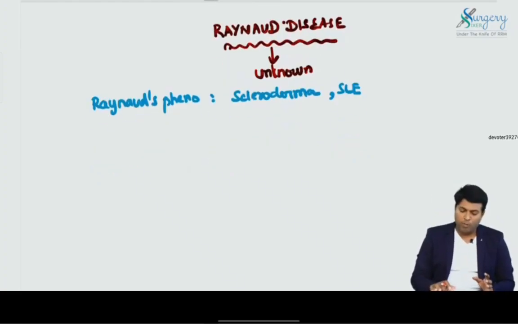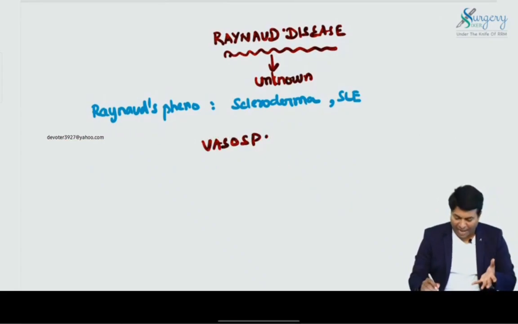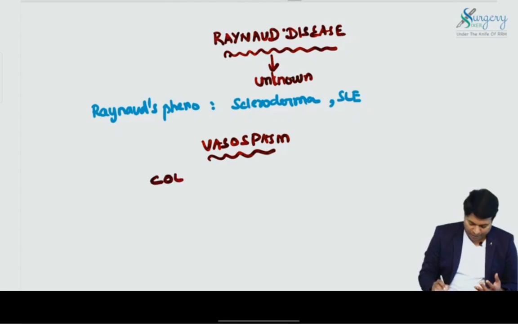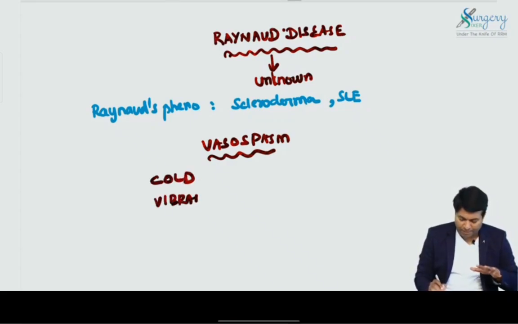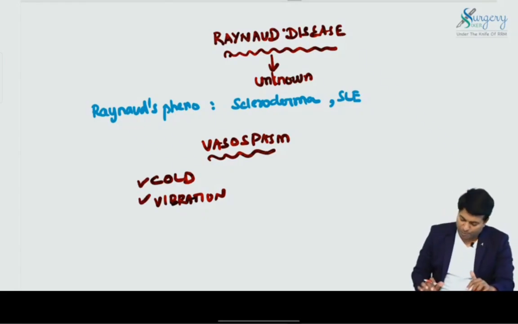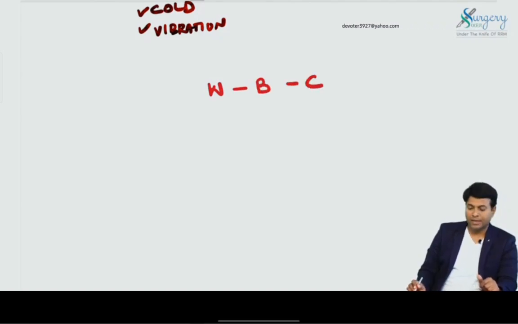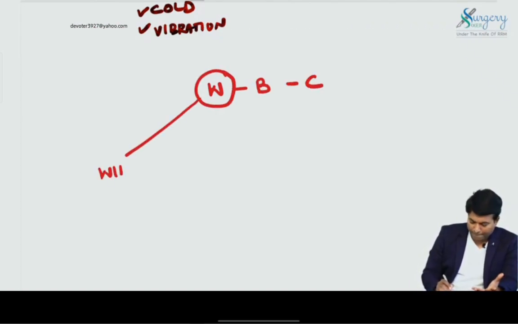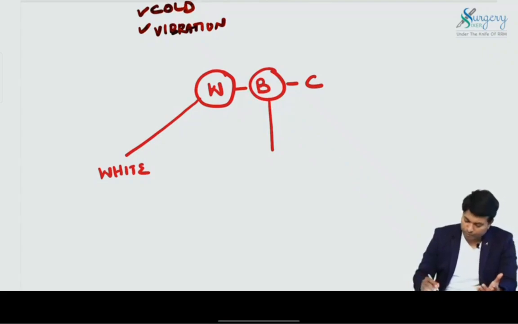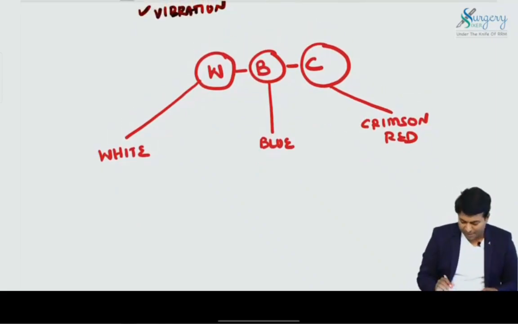The main problem happening here is vasospasm. The vasospasm of the limb, vasospasm of the hand, is mainly due to cold exposure, or exposure to continuous vibration. A patient working on a machine with continuous vibration, or cold exposure, any of these things can cause this phenomenon, vasospasm. The patients will develop three phenomena in the same limb, given by the mnemonic WBC. Initially, the limb will look white. Then the limb will look blue. Then the limb will look crimson red. So this is the limb color in Raynaud's phenomenon: initially white, then blue, then crimson red.